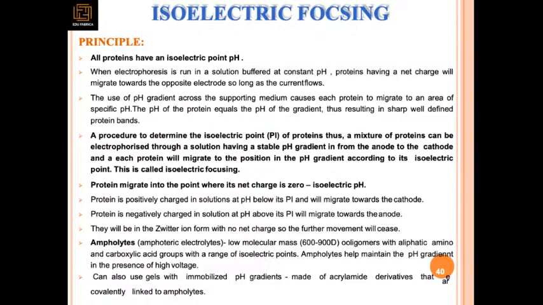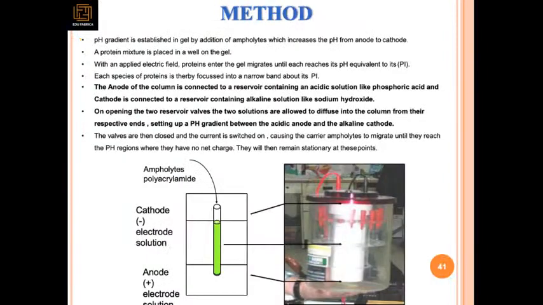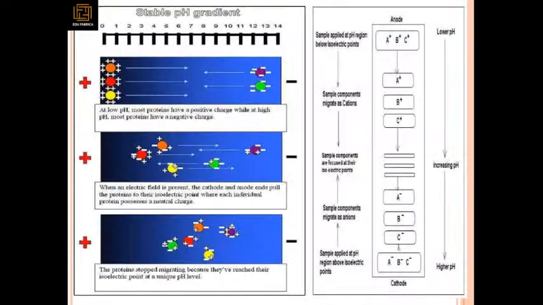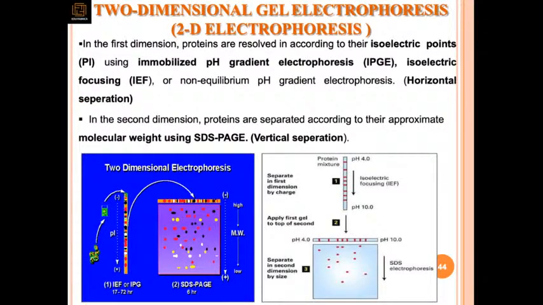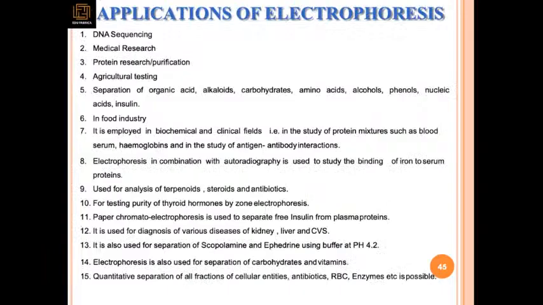Then comes isoelectric focusing, which we discussed yesterday in detail. I will not repeat this. In 2D gel electrophoresis, you have your stable pH gradient and your molecules move to their isoelectric point, and then we separate them according to their molecular weight by two-dimensional gel electrophoresis. We take the IEF IPG strip, put it over the gel and run it. Applications include DNA sequencing, and many others.